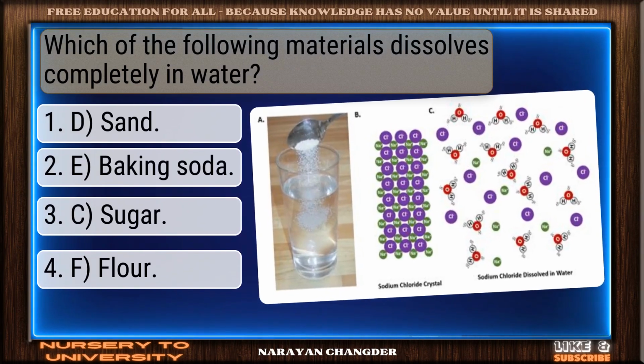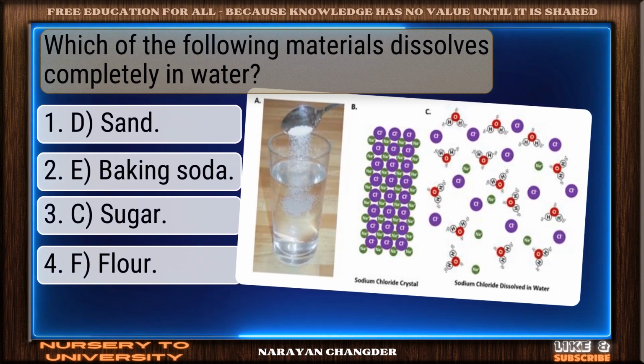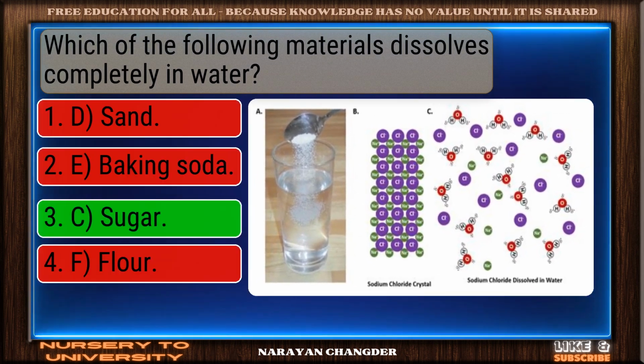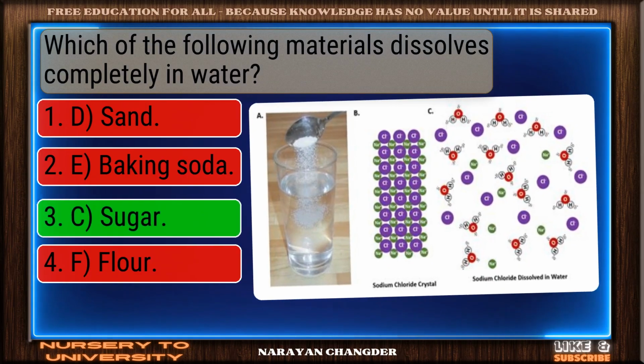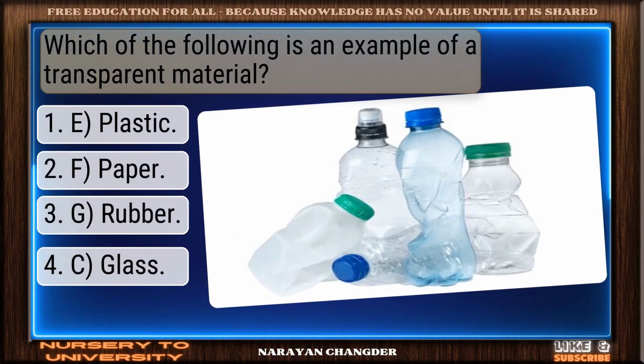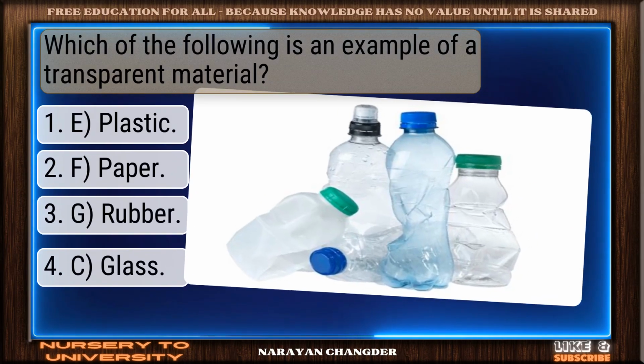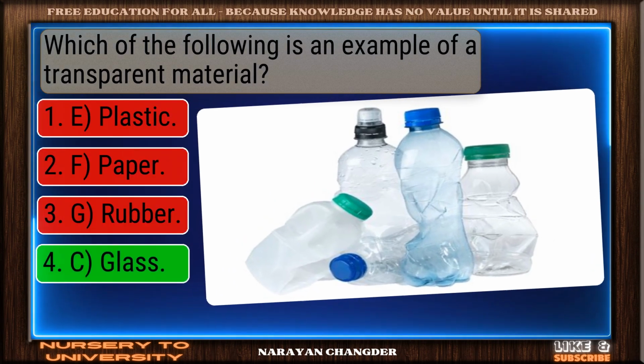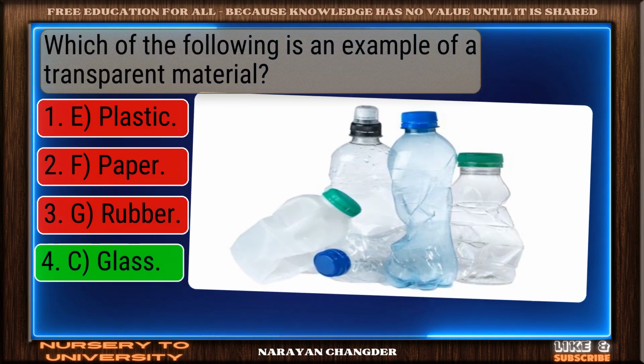Which of the following materials dissolves completely in water? You got it. Your choice C, sugar, is right. Which of the following is an example of a transparent material? Well done. Sea glass is the right choice.